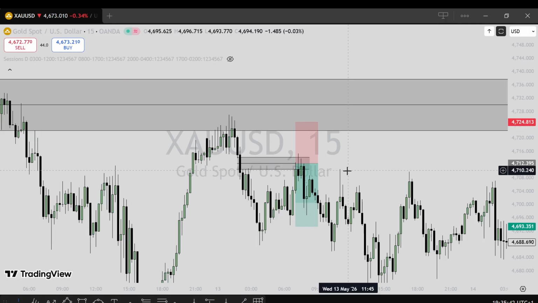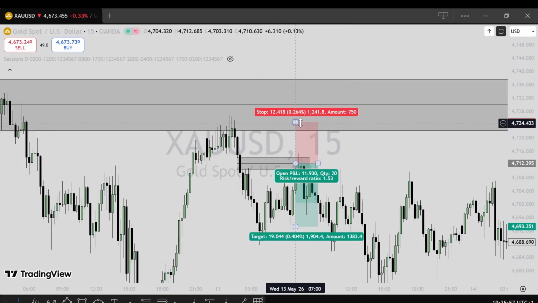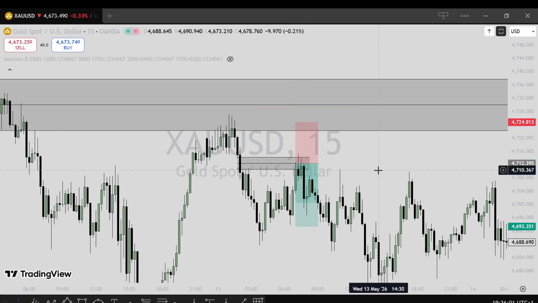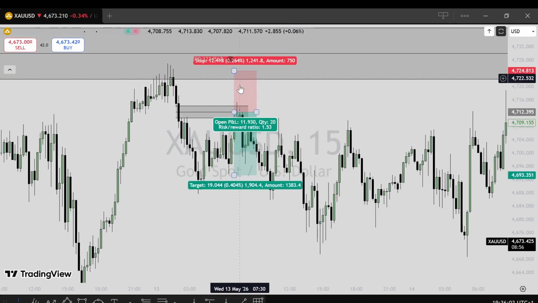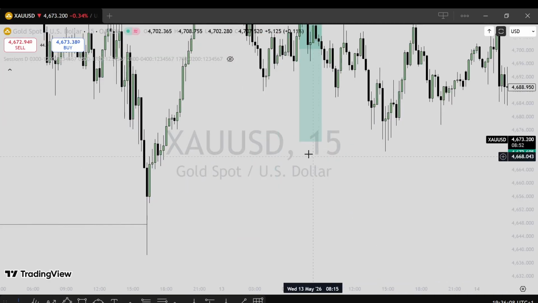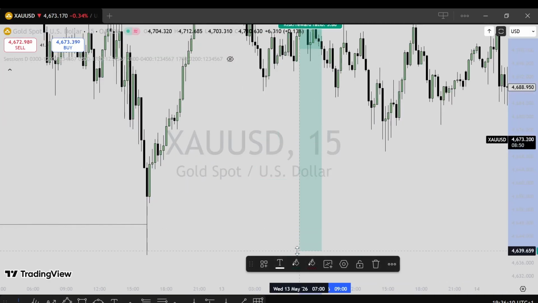Okay, this is not a market you have to be impatient. The market rewards those that are patient. All right, so after waiting for this confirmation, I quickly placed my stop loss above here. I can remember vividly. I placed my stop loss here, and I targeted this low right here.